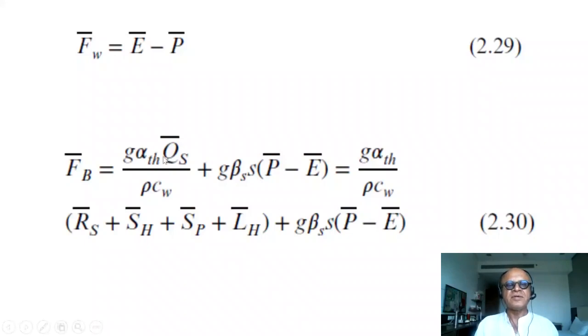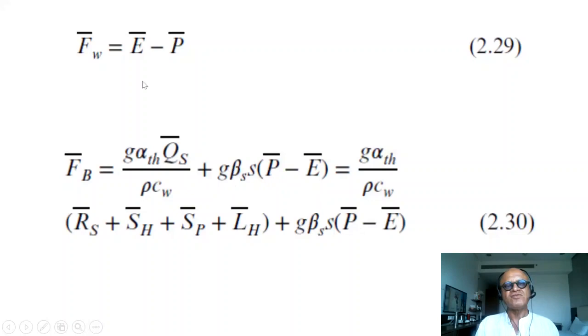This is written filling in for the heat flux as G alpha thermal divided by rho CW. Obviously, the heat flux is going to affect the temperature, and freshwater flux is going to affect the salt. So we have split those terms this way. This is our net heat flux, and this is our net freshwater flux.